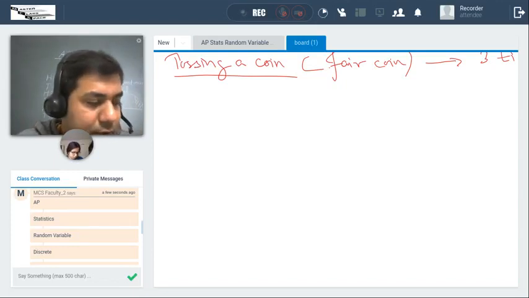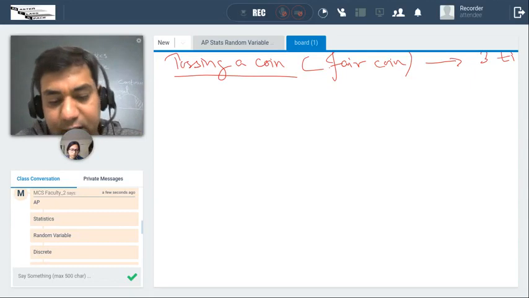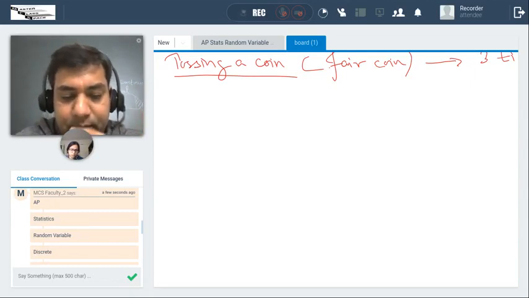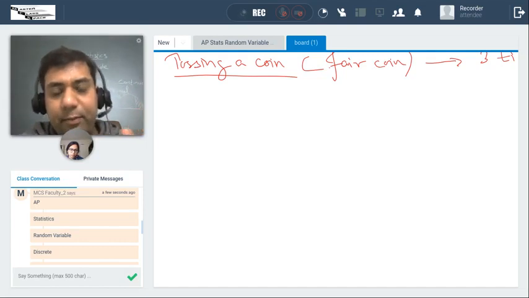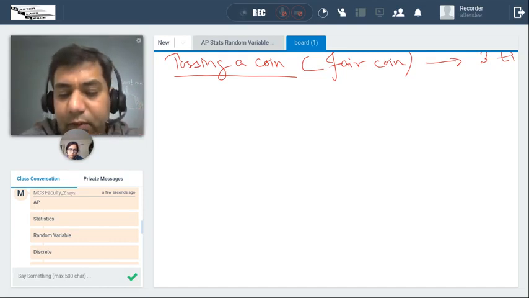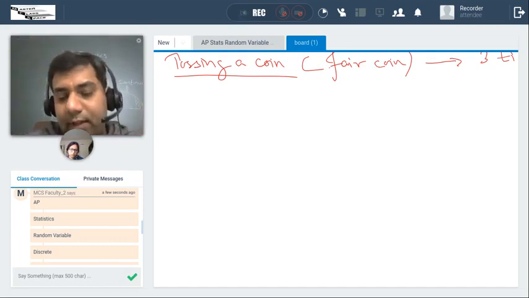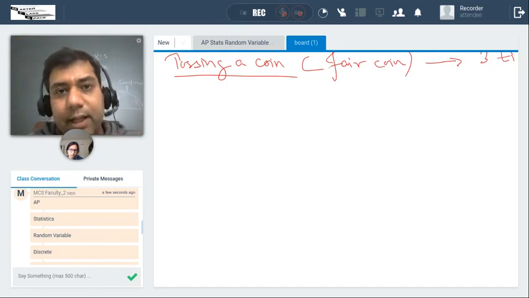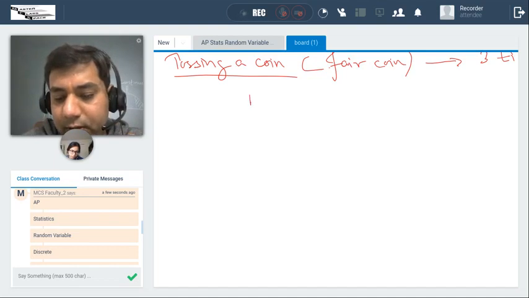So I tell you first of all, how do we write the sample space for tossing a coin? I will tell you. This is something which books do not tell, but I will tell you. If you toss a coin, you can have head or tail. Agreed? Either head or tail.